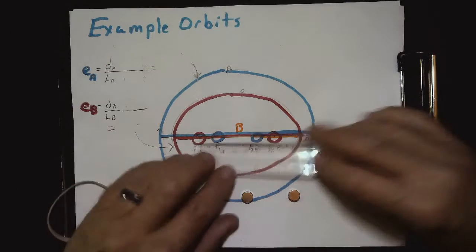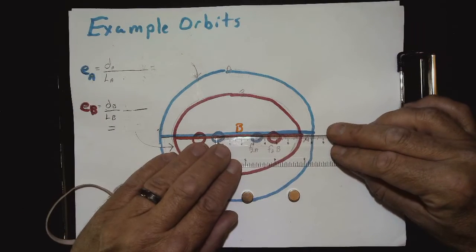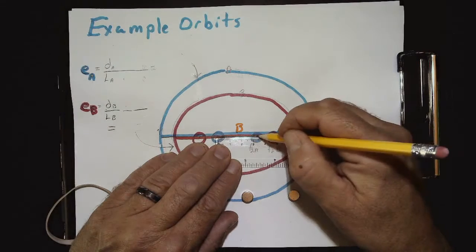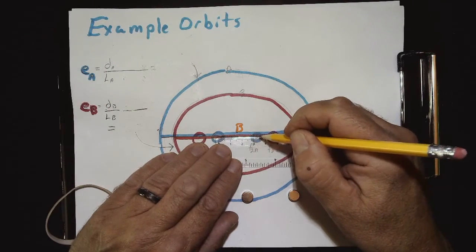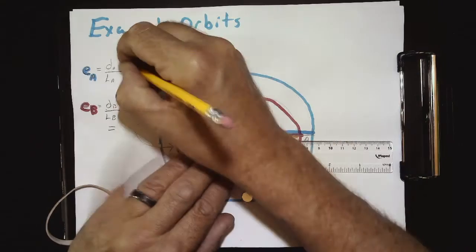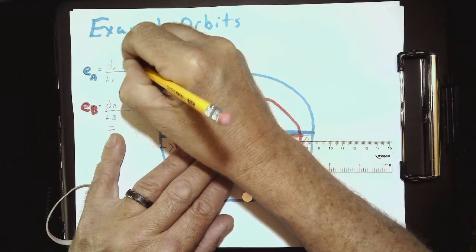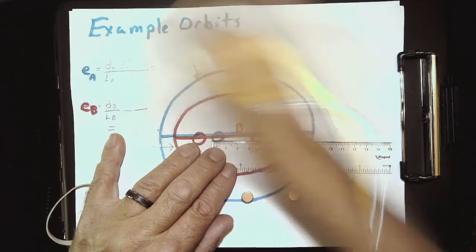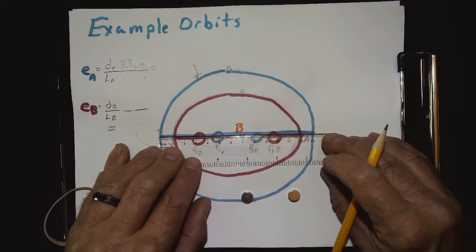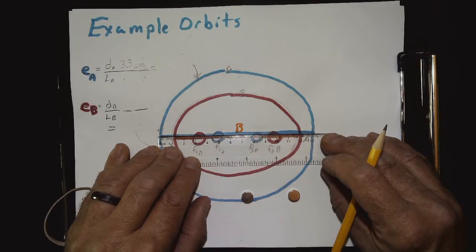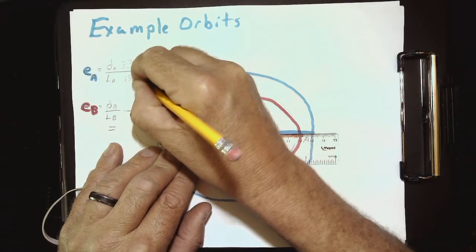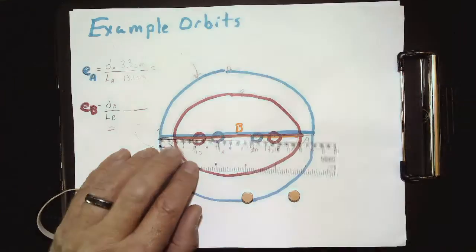We'll do some measurements. So if I measure from the center of these blue circles, F1 to F2, I come out to about 3.3 centimeters. And the distance across looks to be about 13.1 centimeters. So what is that eccentricity going to be?